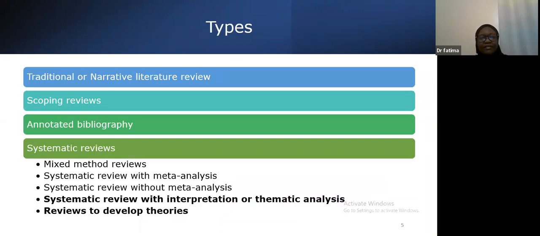So, types of reviews. We have the narrative literature review, which is just a narration. It doesn't have to follow the systematic path to give the final answer. Then the scoping review, which is a broader type of review. It gives you all the information about a particular area. Then the annotated bibliography, which is just extracting information about author, year of publication, key information, having a table with what you expect to get out of a review. Then systematic reviews, which are divided into mixed method reviews, systematic review with meta-analysis, and without meta-analysis. Then qualitative evidence synthesis, which is basically systematic review with interpretation or thematic analysis, and then reviews to develop theories. They all fall under qualitative evidence synthesis.